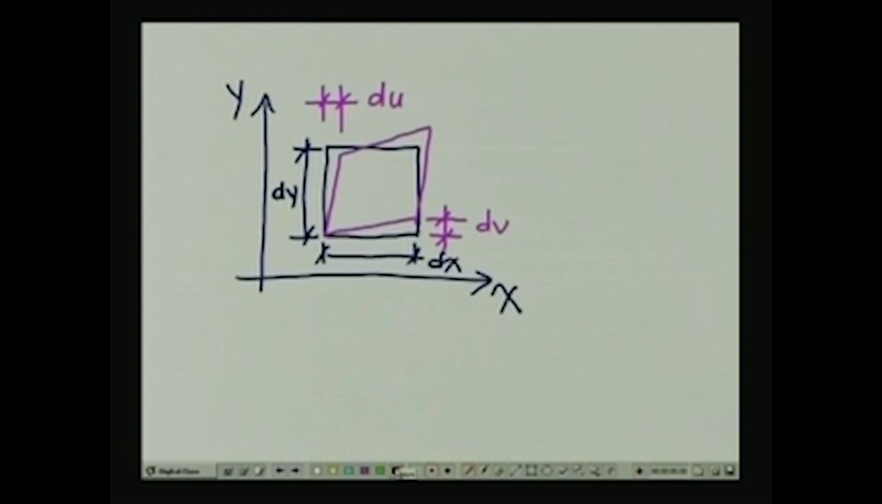So, shear strain really is the sum total of these two angles, and since these angles are going to be small because the deformations are small, we have got this definition of engineering shear strain for this deformation pattern.